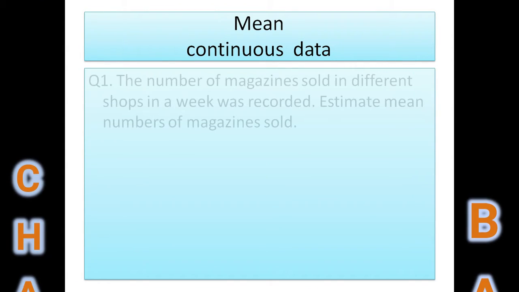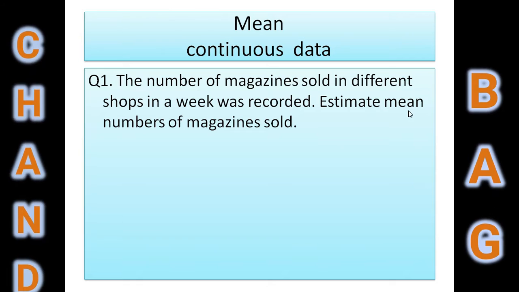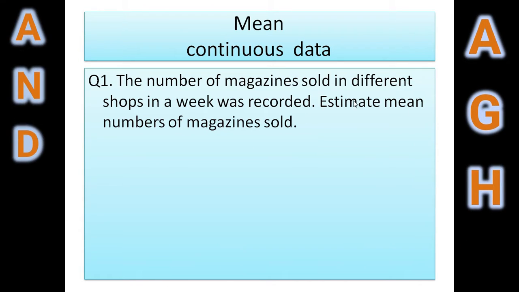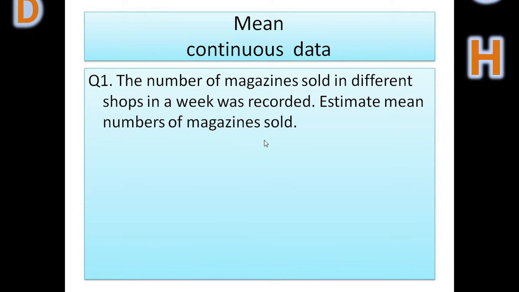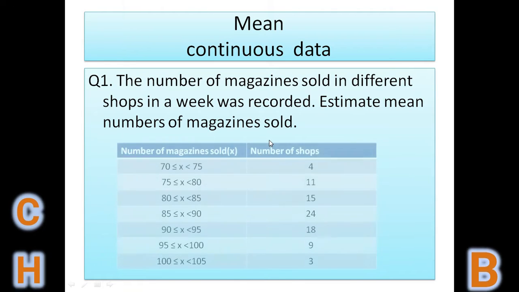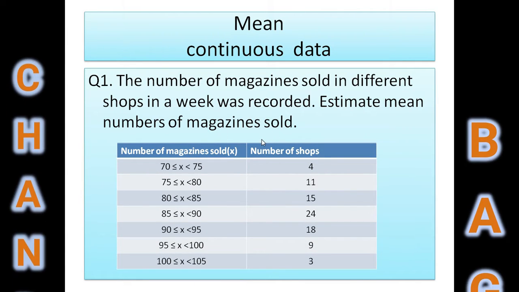The question is here: the number of magazines sold in different shops in a week was recorded. Estimate the mean number of magazines sold. This is the question. Data is given. You can see the number of magazines in groups.